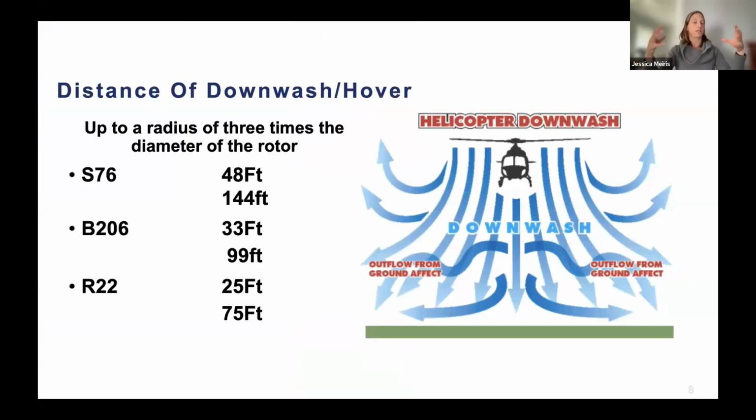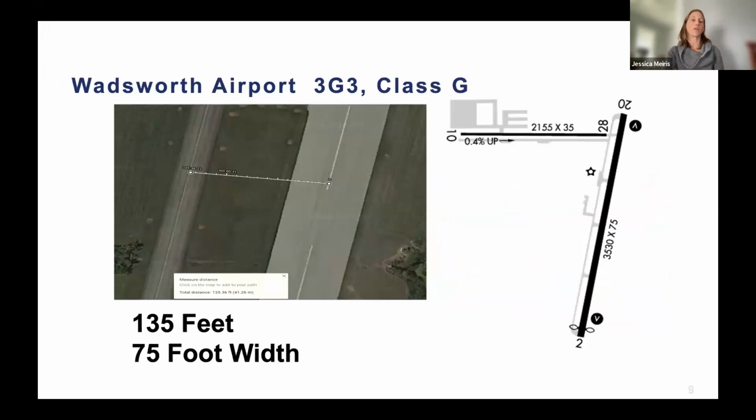For the downwash disruption, it can dissipate or affect a distance that's 3 times the diameter of the rotor, and you're going to hear me say that throughout the presentation. So for something like the S-76, that's 144 feet. For something like the R-22, at the opposite end of the scale, that's 75 feet, just to give you a ballpark. For a lot of airports, the centerline measurement from the taxiway to the centerline of the runway is 135 feet. It's not that much. And the runway width is only 75 feet.